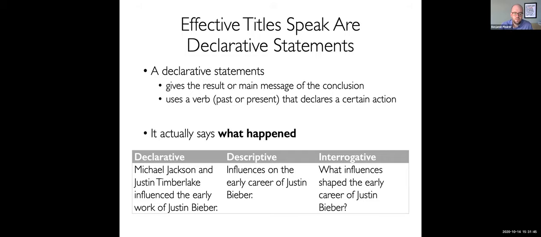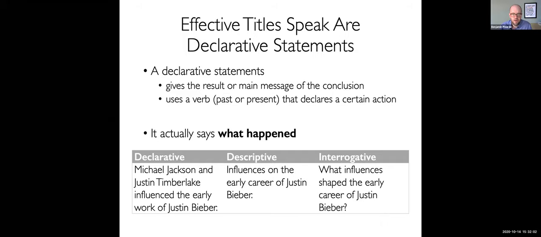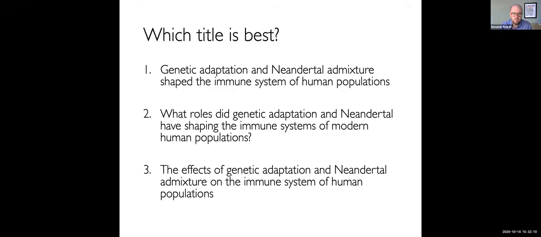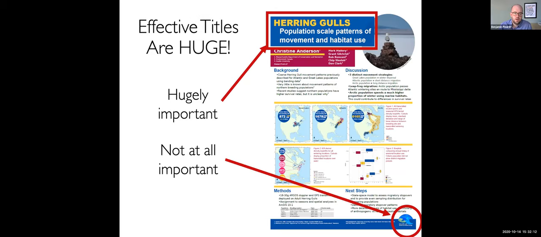So this differentiates a declarative title from a descriptive or an interrogative one. Yeah, you probably answered a lot of questions in your research, but the question shouldn't be your title. People are interested in what the answer is. They don't want to know what it's about. They want to know what you found. So the declarative title accomplishes that. I'm going to skip this right here. Move on to the next bit about titles.